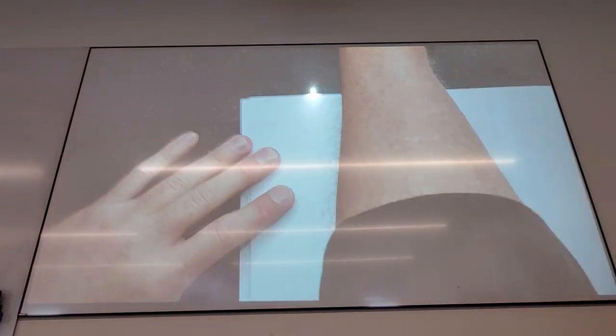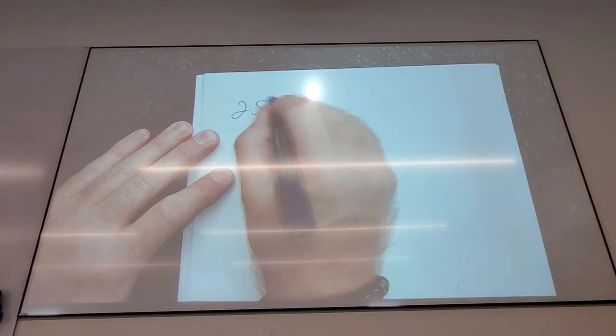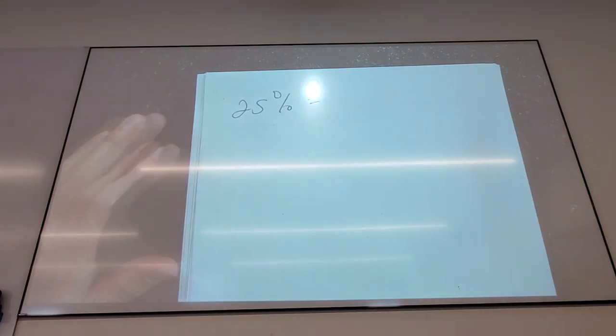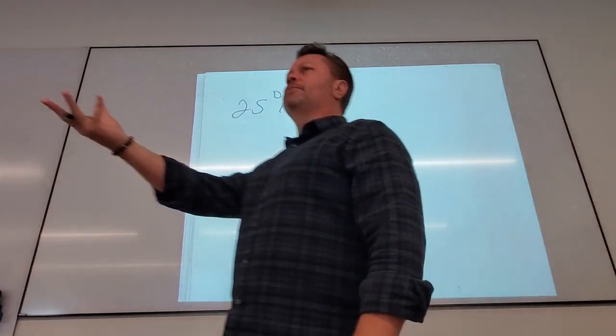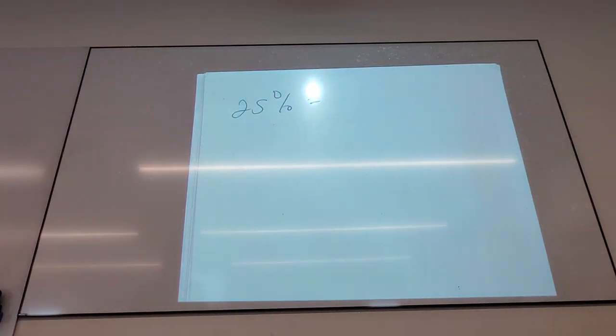The only thing we have left to talk about directly are a couple little tiny things. One thing you should know that's related to a decimal equivalent we already talked about: what is 25% as a fraction? Yeah, 25% of something is 1/4 of something.